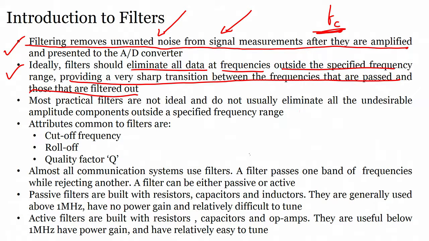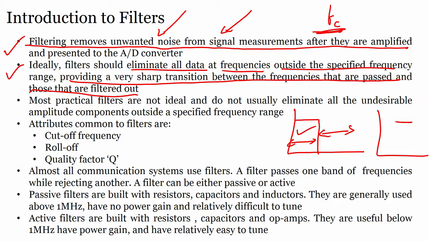That means, let us say that we will have a different graph. We will see that the frequencies above this are all filtered out, only these frequencies are passed. In this case, the frequencies above this frequency are passed, below this are all filtered out, alright. So, this transition that it makes suddenly should be extremely sharp. That is what we are talking about when we talk about the sharp transition between the frequencies that are passed and those that are filtered out, alright.